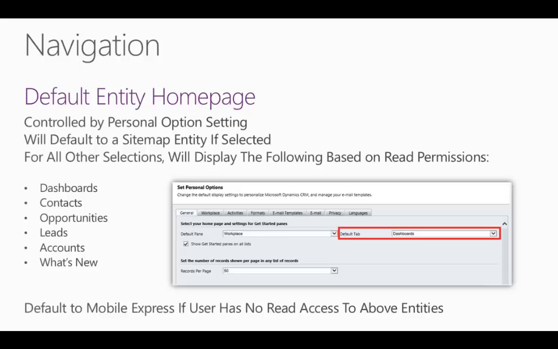If you specify a different entity as the default page other than the sitemap entities available in the iPad experience, then you will be taken to one of the subsequent sitemap areas shown on your screen, listed in order of available read permissions. If you do not have read access to any of the listed entities, then you'll be redirected to the Mobile Express browser experience instead.